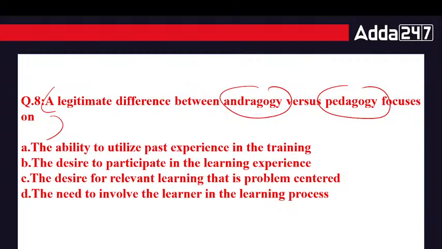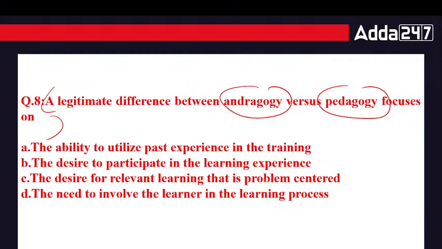So when we are talking about andragogy, we are talking about the experience part, right? And we are talking about self-learning and self-motivation, right? So this is the right answer. Now the next thing is pedagogy. What is pedagogy? It is a method to teach children.